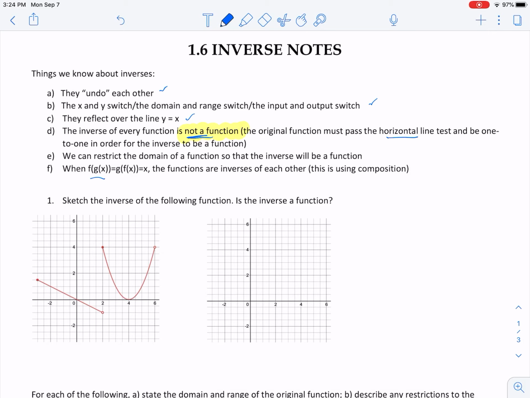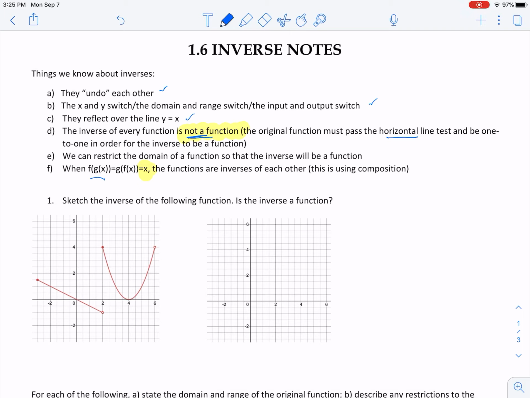And this is composition. When I do f of g of x or g of f of x, and they both equal x, that's a key point, guys, not 0, not each other. They have to equal x. It means that they're inverses of each other. And we're going to get to that in the notes today, too.